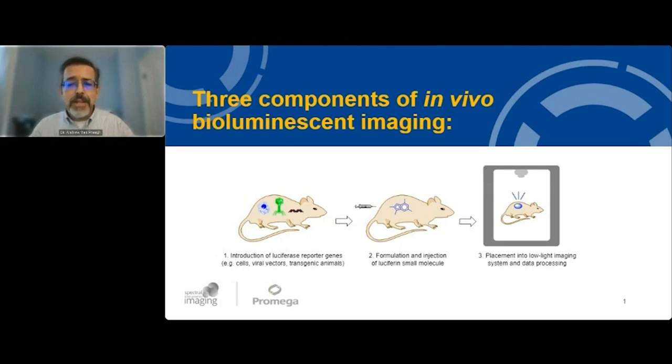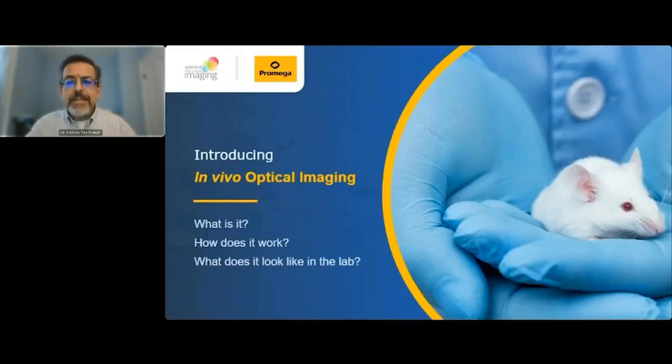Given this framework of in vivo BLI, and with the idea of understanding it at a greater depth, it's helpful to address the following fundamental concepts. Essentially, what is in vivo BLI? What exactly is involved in generating that light data? And what does in vivo BLI imaging look like in the lab? And the data itself, how does it appear to the investigator?